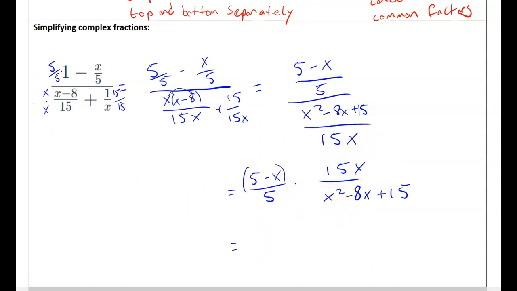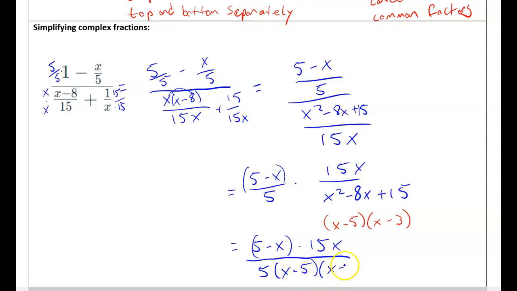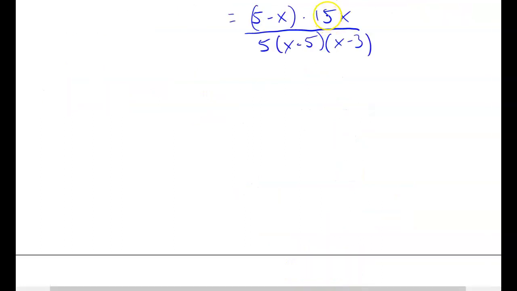And notice this polynomial here is factorable. I can factor that as (x minus 5)(x minus 3), right? So when I rewrite this now, I'm going to say (5 minus x) times 15x all over the product of the bottom, and I'm going to use that simplified version. Now, from there, what I notice is that 15 over 5 is 3, right? So I can rewrite this now as 3x times (5 minus x). So just some simplification there.